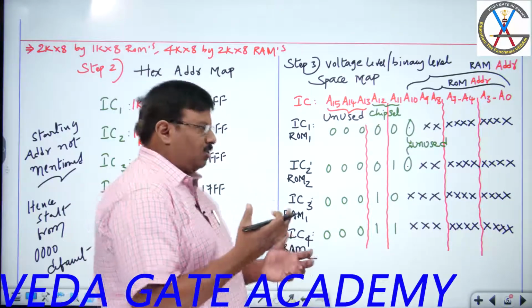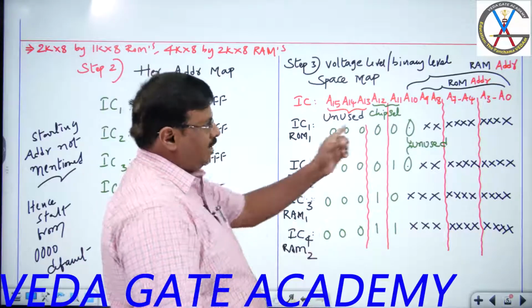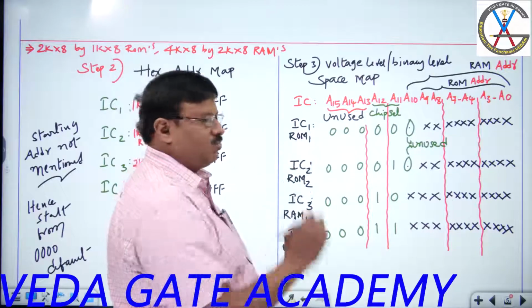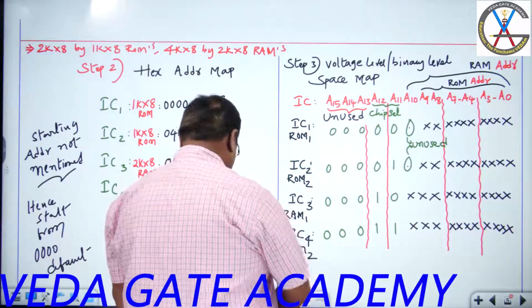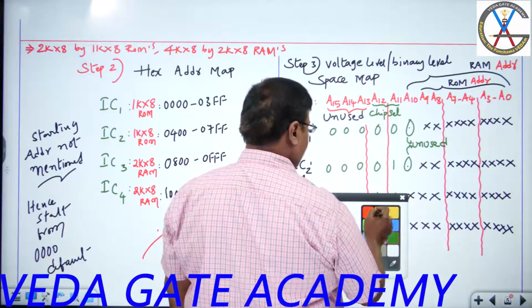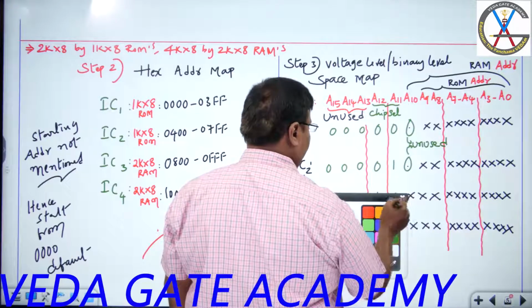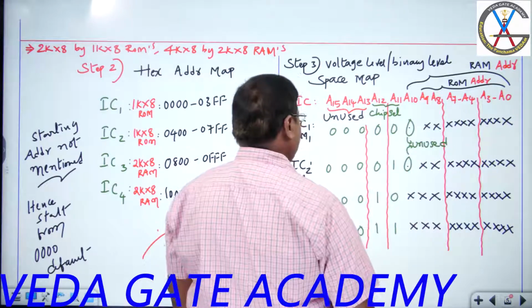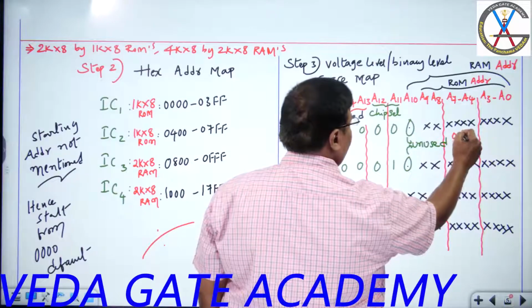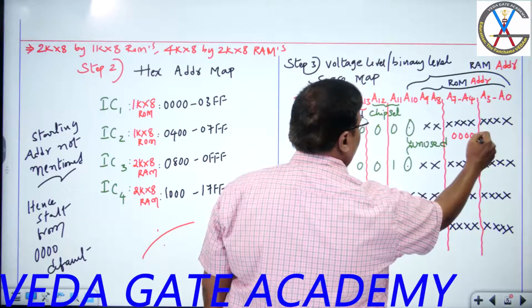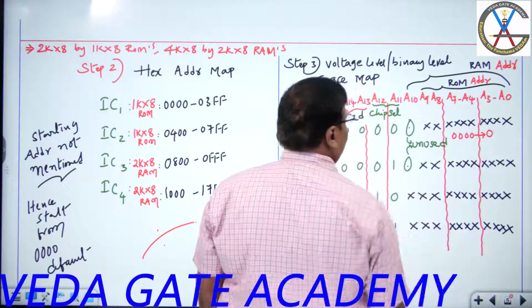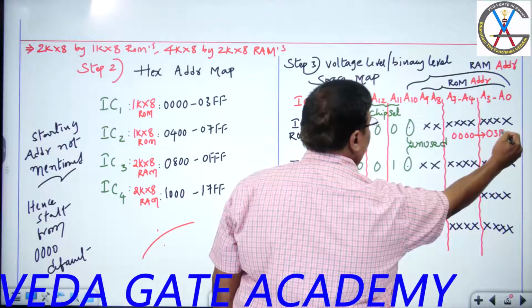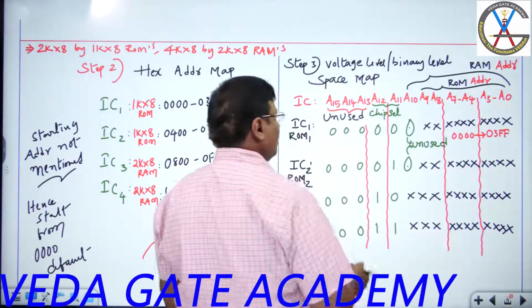To count the starting address, I should place all don't cares as zeros. To count the ending address, I should place all don't cares as ones. Can we do that? Yes. If I keep all don't cares zeros, what is my address? 0, 0, 0, 0, 2, 0, 1, 1 is 3, F, F, 0, 3, F, F. That is my starting range.